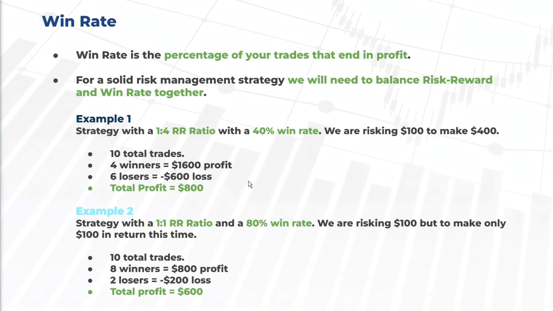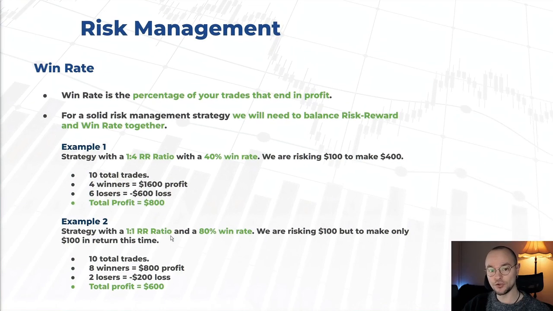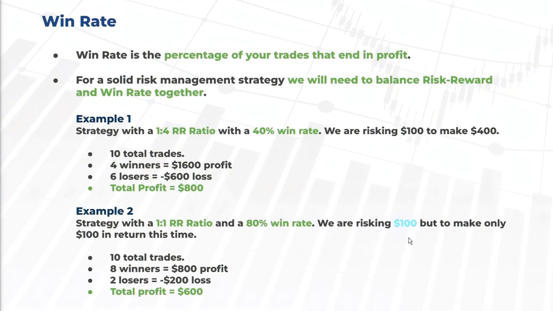Now let's look at example 2. We have a strategy with a 1-to-1 risk to reward ratio and an 80% win rate. So a lot of our trades are winners. We're very rarely actually losing a trade. So again, we are risking $100, but this time only to make $100 in return because it's a 1-to-1 risk to reward ratio.